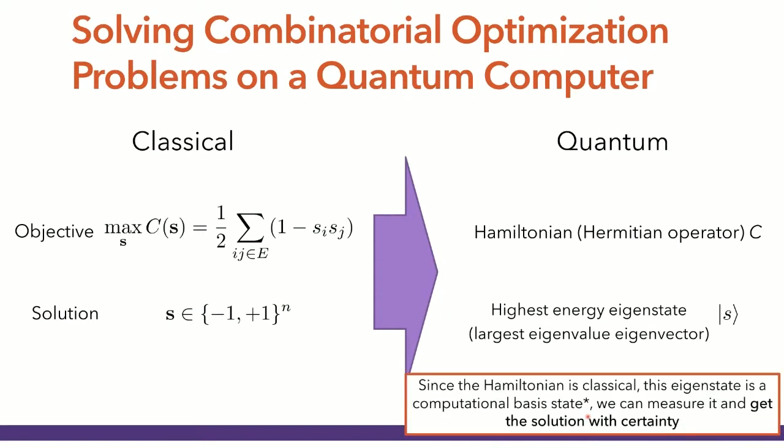Now, the nice thing about this is that because our Hamiltonian is classical, that is, it's a diagonal operator, this highest energy eigenstate will be a computational basis state. So if we measure it, we will get the solution to our problem with probability 1. So in the ideal setting where we solve the problem exactly, there is no randomness to it.